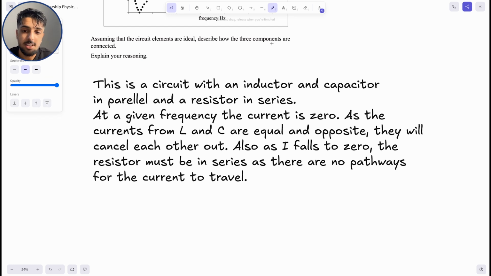At a given frequency, the current is zero. As the currents from the inductor and the capacitor are equal and opposite, they will cancel each other out. Also, as the current falls to zero, the resistor must be in series as there are no other pathways for current to travel.